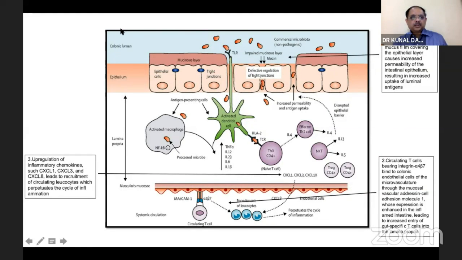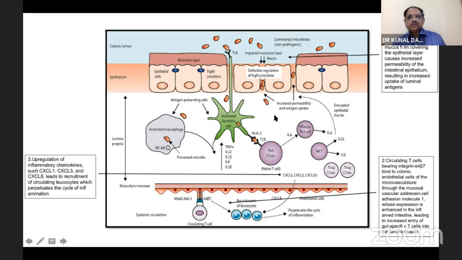So this is the schematic diagram of the colon, where the epithelial cells are there, the mucinous cells are there, the commensal microbiota are there, which are non-pathogenic. First, there is a disruption of the tight junctions and the mucous film over the epithelial layer. The mucin, which is a protective layer, is impaired, and there is defective regulation of the tight junctions. This causes increased permeability of the intestinal epithelium, resulting in increased uptake of luminal antigens.